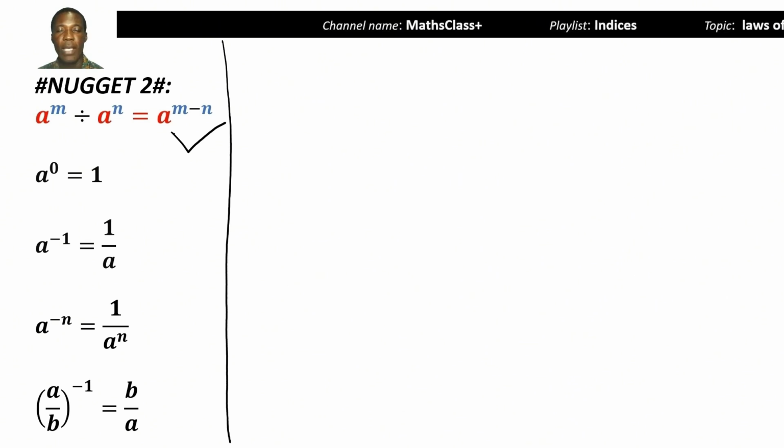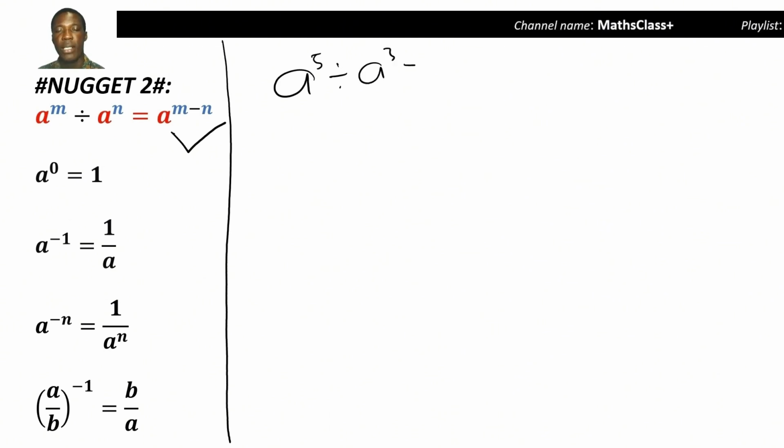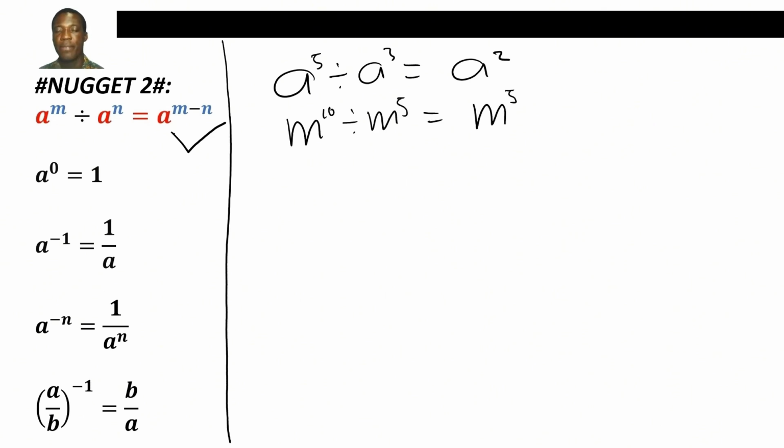So when I give something like 8 to the power 5 divided by 8 to the power 3, the result was 8 to the power 2. When I give m to the power 10 divided by m to the power 5, the result was m to the power 5. So interesting and simple.